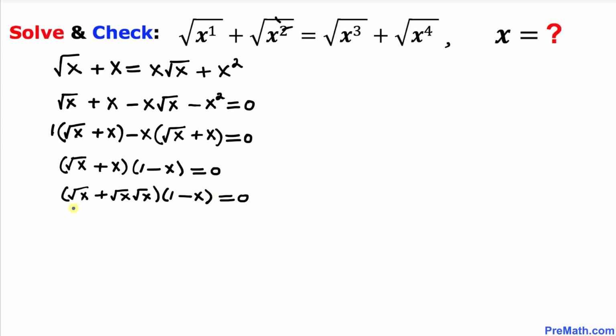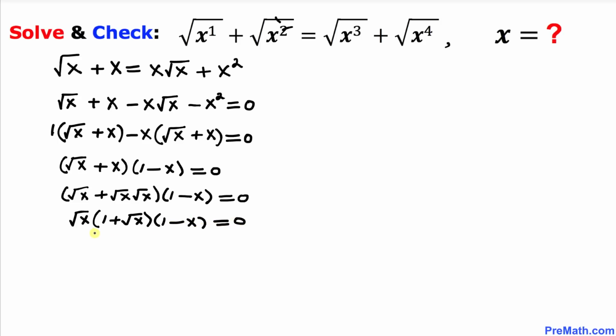Now let's focus on this part. We can see that square root of x is in common. So therefore we can write square root of x outside, and inside the parentheses is going to be 1 plus square root of x, and then times this part as well, that's going to be 1 minus x equals 0.